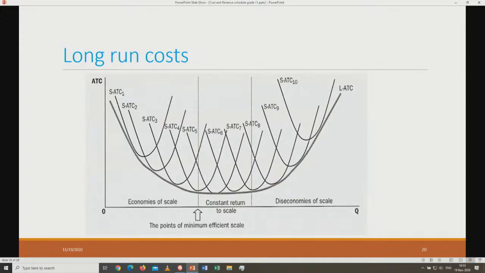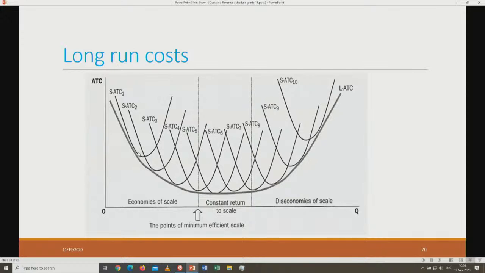Now the long run average total cost, as you can see, is made up of a number of small short run average total costs: number 1, number 2, number 3, number 4, number 5. The S stands for short run average total cost. All of those small short run average total costs together give us, in the long run, what we call the long run average total cost.